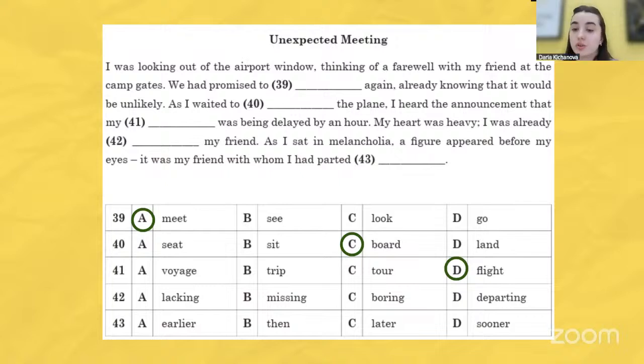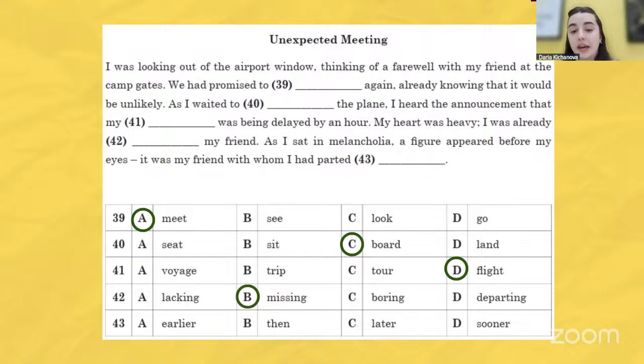My heart was heavy. I was already lacking, missing, boring, departing, my friend. So what should we use here? So here we are already missing our friend, so it is B.